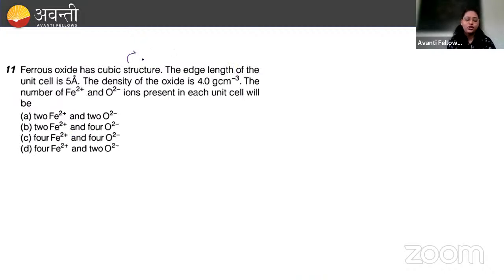So it is having cubic structure. The edge length of the unit cell is 5 angstrom. So A value is given, that is 5 angstrom. The density of the oxide is also given, 4 gram per centimeter cube. The number of Fe2+ and O2- ions present in each unit cell will be. So here we need to determine the Z value again.